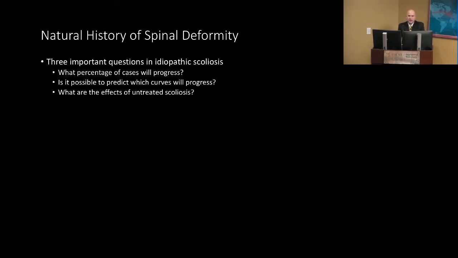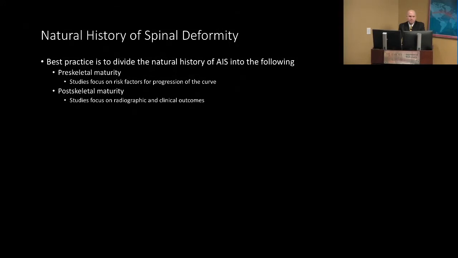So 3 important questions. What percentage of cases will progress? Is it possible to predict which curves will progress, and what are the effects of untreated scoliosis? And so when we're looking at adolescent idiopathic scoliosis, you want to divide it into 2 further groups. Pre-skeletal maturity, where all the studies focus on risk factors for progression of the curve, and post-skeletal maturity, which focus on the radiographic and clinical outcomes.